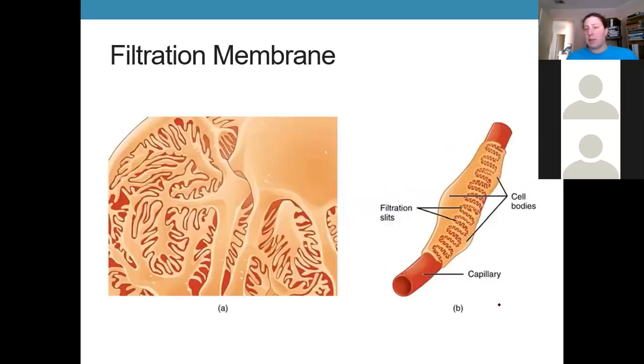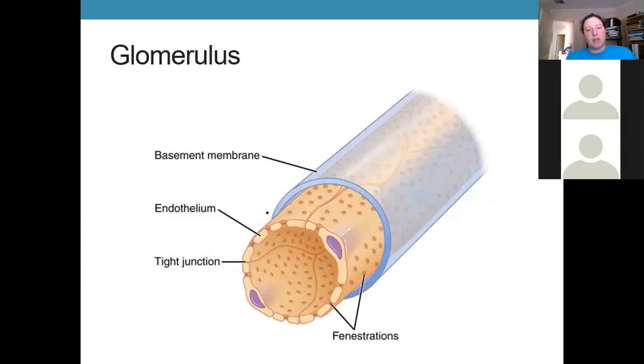This is what the filtration membrane looks like. These podocytes really wrap around and interlock around these capillaries, so we just have very small areas to actually filter out the fluid. And this is what those fenestrated capillaries look like. They literally have holes in the cells that allow the passage of more stuff than a normal capillary.